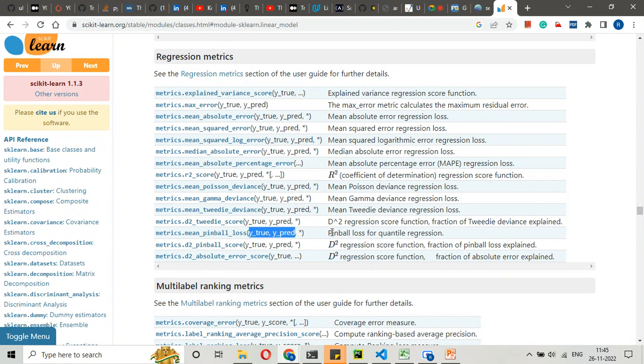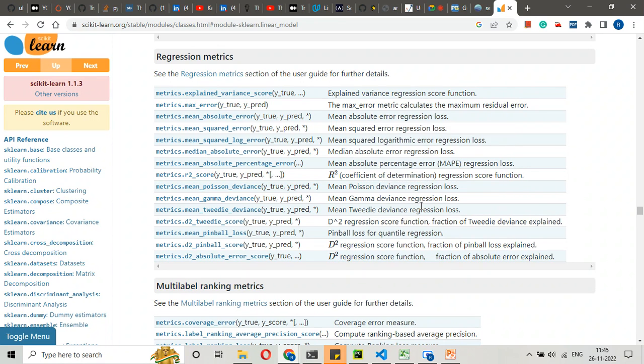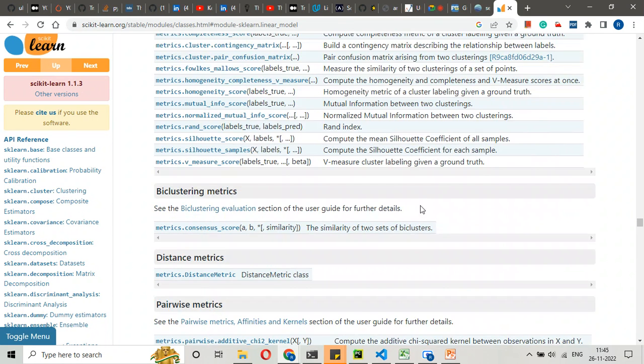I heard this for the first time: pinball loss for quantile regression. So what type of regression you are using and what type of metrics you have to use, you only decide. You are the owner of this modeling, so you decide, and you can also ask for help from whoever is assigning your job.